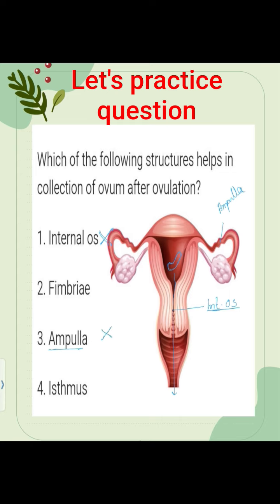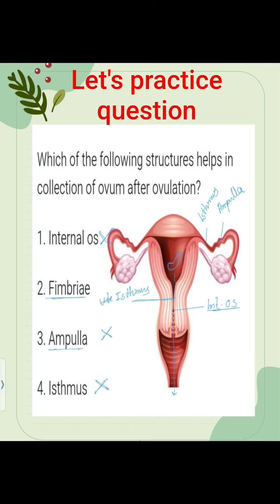Now coming to the isthmus. In this whole picture, there are two isthmus. One is the part of the fallopian tube, also called the physiological sphincter, okay, and another one is the lower border of the lower part of the uterus, and that is also not responsible for taking up the ova from the ovary. So isthmus is also not the answer.